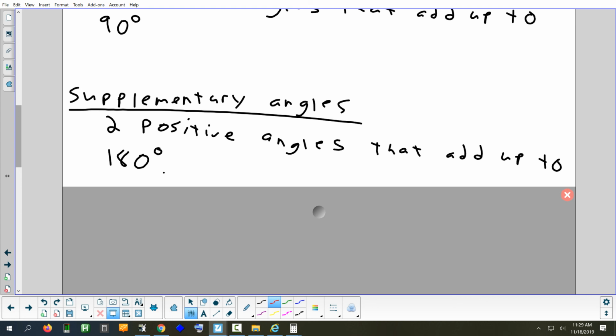Could you have two obtuse angles that add up to 180? No, that wouldn't work. Could you have an acute and an obtuse? Yeah. What else could you have? Two right angles, and that's pretty much it. So the only two cases for supplementary are an acute and an obtuse, or two rights. Okay.